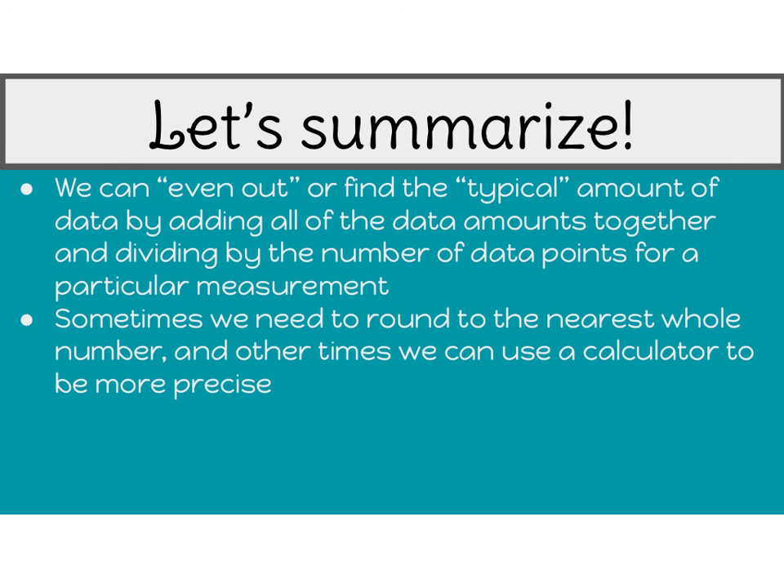So let's summarize what we've talked about today. We learned that we can even out or find the, quote, typical amount of data by adding all of the data amounts together and dividing by the number of data points for a particular measurement. Sometimes we need to round to the nearest whole number, and other times we can use a calculator to be more precise. So I think you guys will be awesome with this lesson, and we will practice in class.